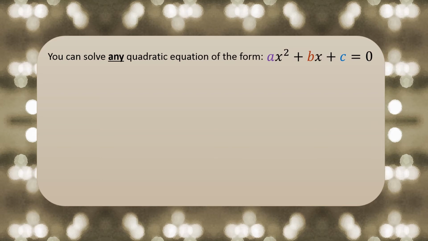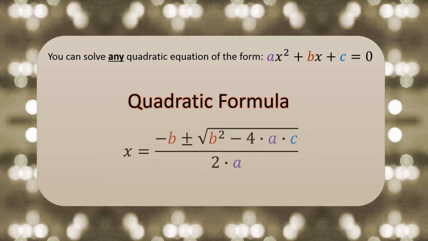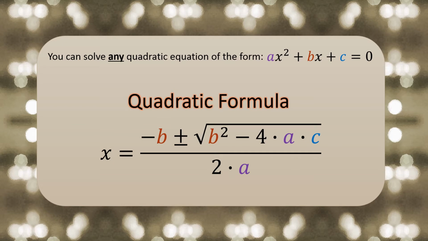Well, it turns out you can solve any quadratic equation of the form ax squared plus bx plus c equals 0 by using what's known as the quadratic formula. Here is the quadratic formula. x equals negative b plus or minus the square root of b squared minus 4ac, all over 2a. Take a moment to write that down.